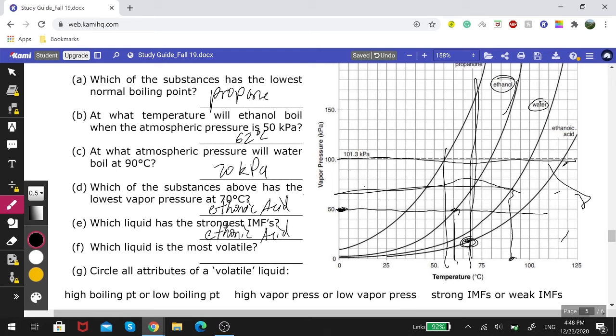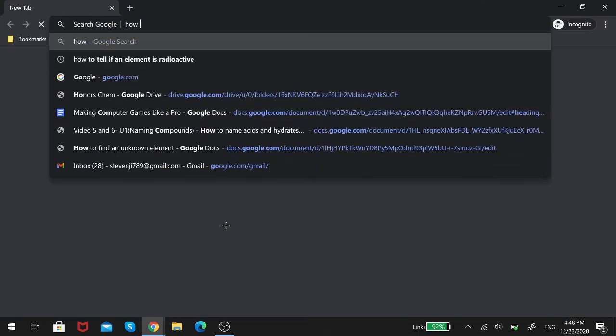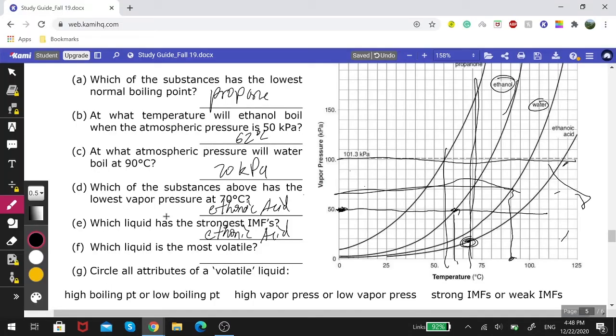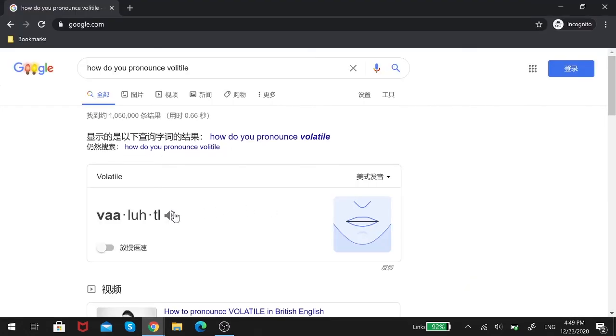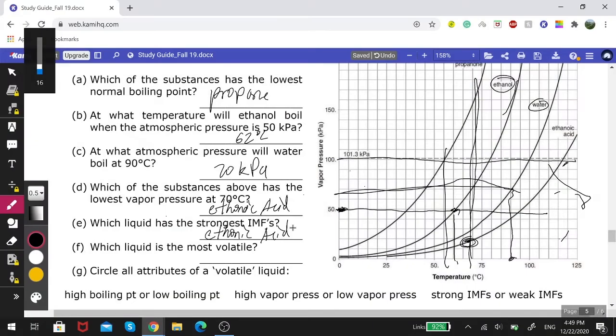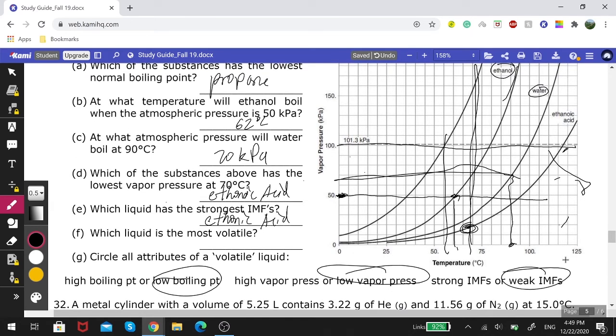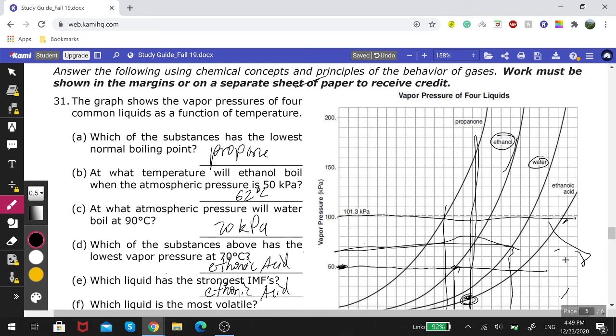Now, which of the following is most volatile? So volatile is low boiling point. Right here. Let's do G first. Volatile is low boiling point, high vapor pressure, and weak intermolecular force. So which of them have the weakest intermolecular forces and lowest boiling point? Well, that is the same answer to our number 1, which is propane.